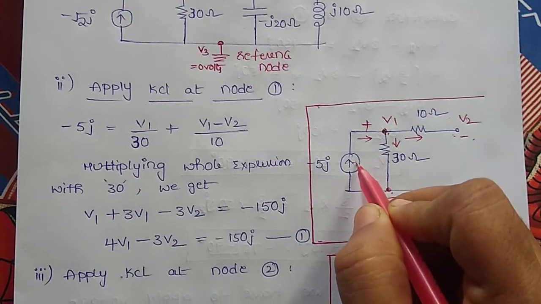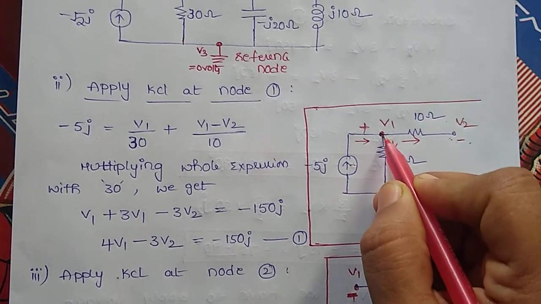Here this is a current source. Its direction is given. It is flowing towards the node.